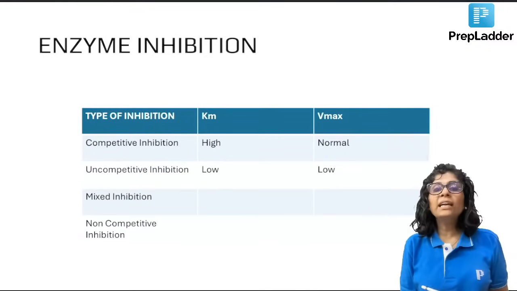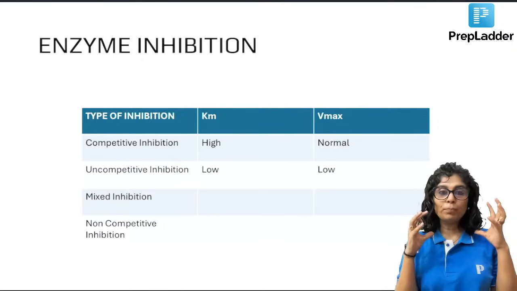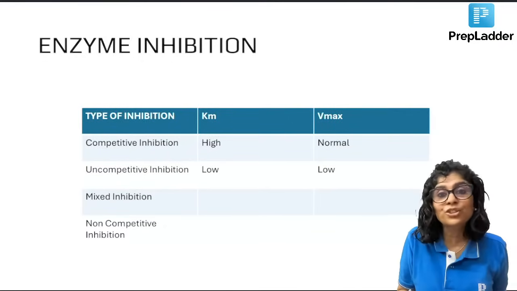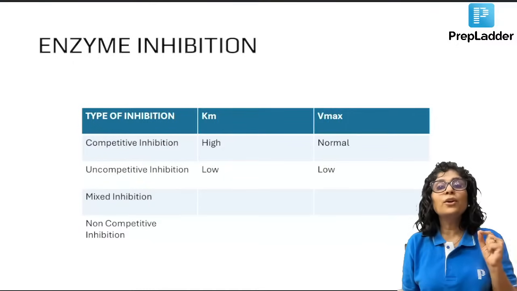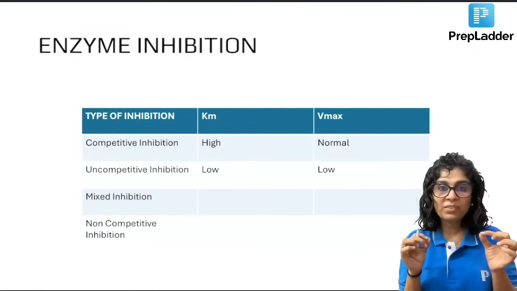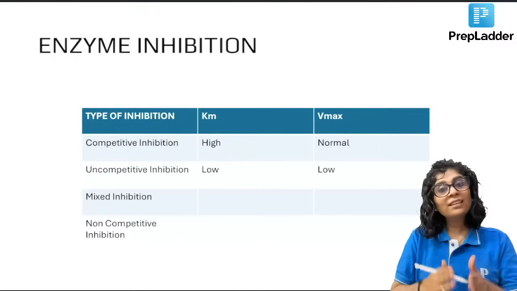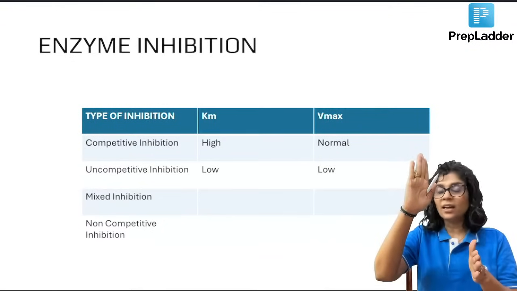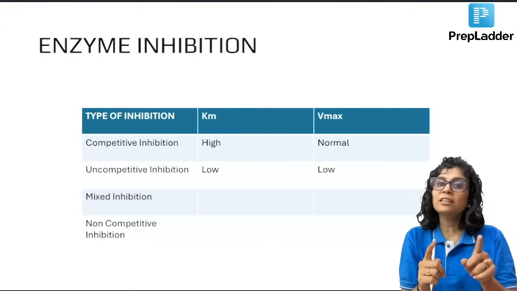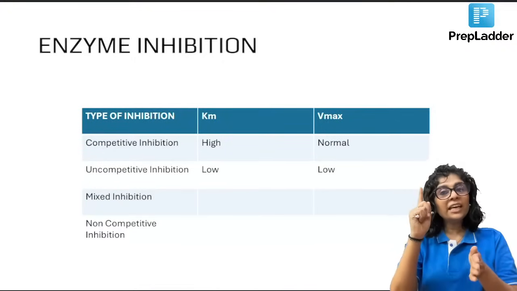What happens in the presence of a mixed inhibitor? In the presence of a mixed inhibitor, both the values are altered in the wrong direction. What do I mean by wrong direction? For me to say that an enzyme is good, I should be able to say that the enzyme's Vmax is high and Km is low. Only then I'll say this enzyme is good.